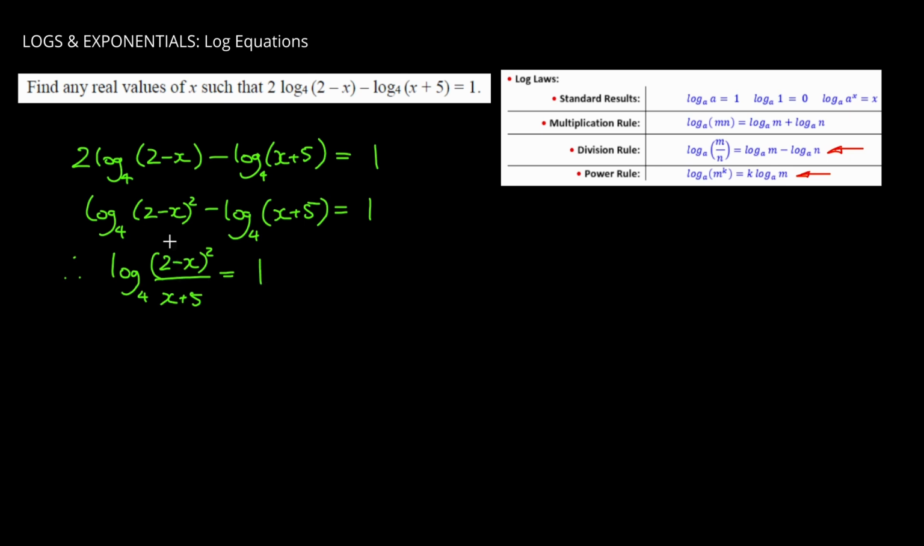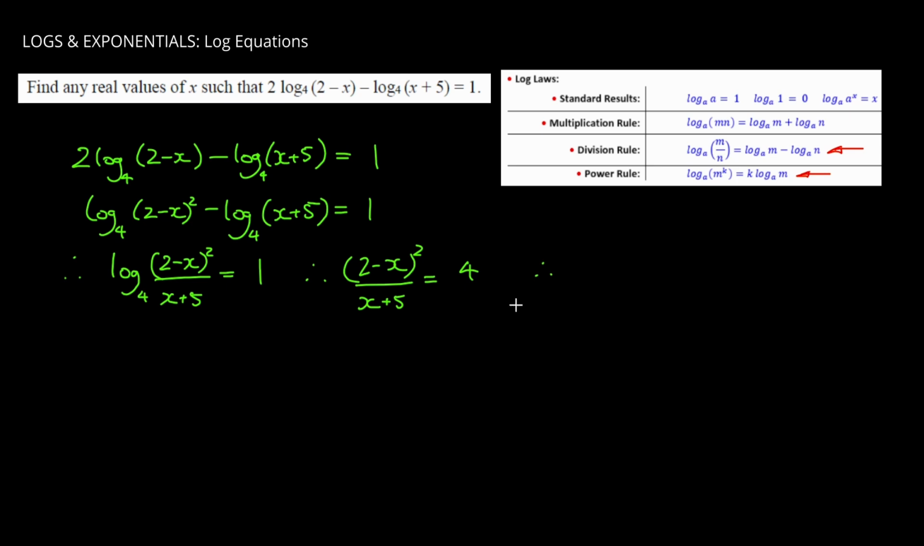Now that we've got a single log expression, the antilog of the left-hand side will just become the x terms sitting here without the log. And as we've got a base 4, if we raise 4 to the power 1, that's the antilog of this side. So therefore we get 2 minus x squared over x plus 5 must equal 4. Solving this is now an algebraic problem.